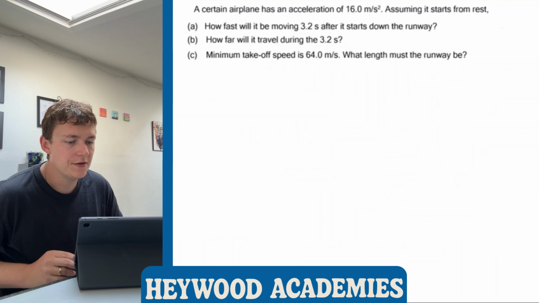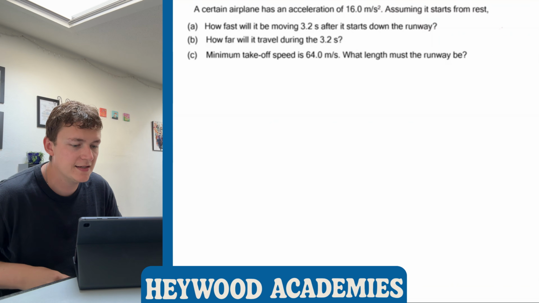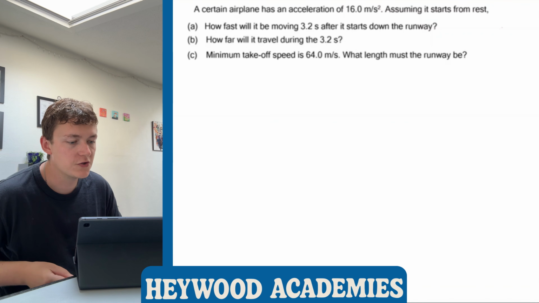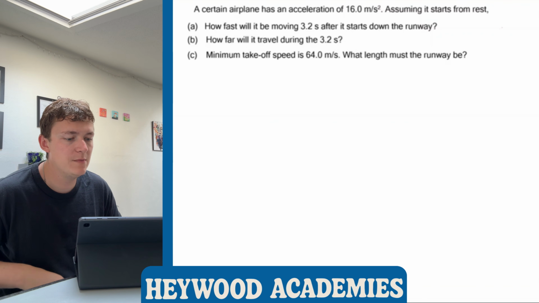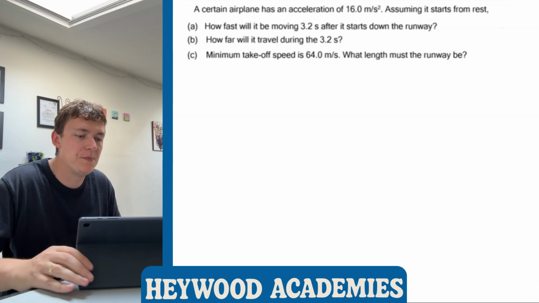Okay, next up we got a certain airplane has an acceleration of 16 meters per second squared, assuming it starts from rest. How fast will it be moving 3.2 seconds after it starts down the runway? How far will it travel? And then minimum takeoff speed is 64 meters per second. What length must the runway be?